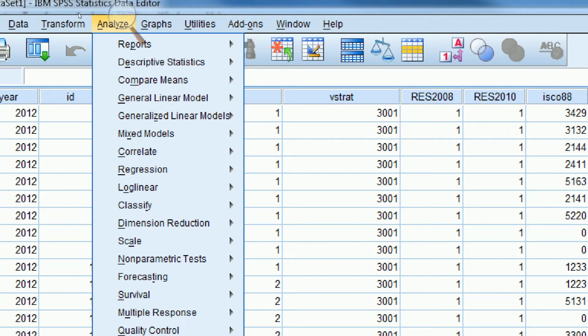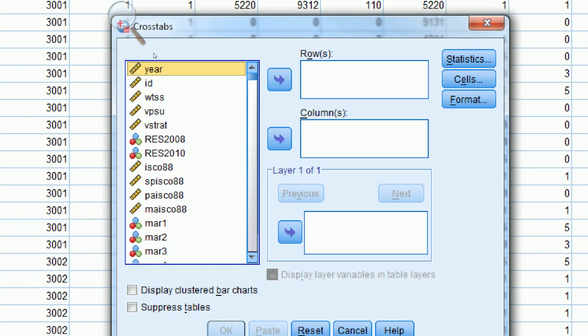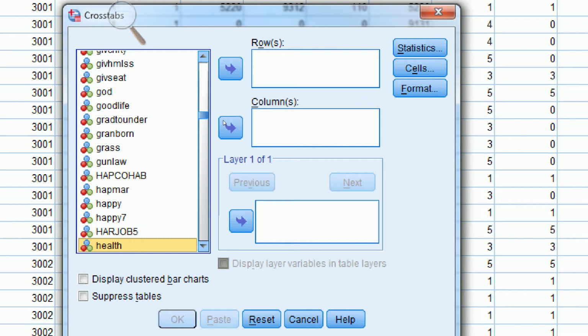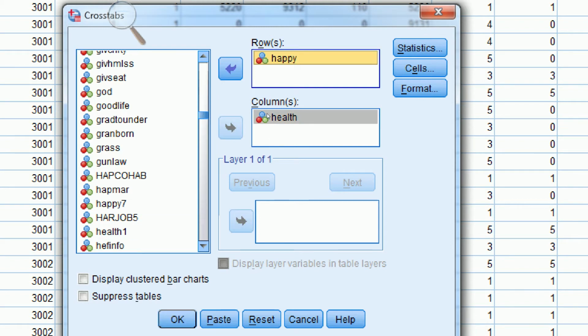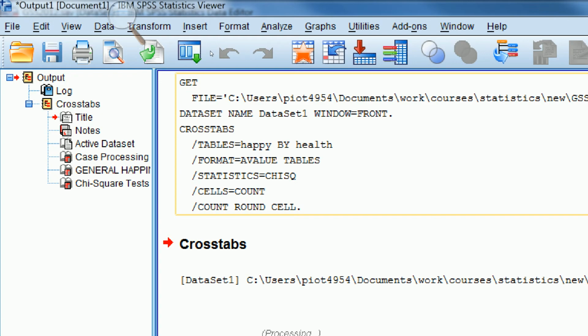So we go to Analyze, Descriptive Statistics, and then Crosstabs. And we're just going to type in our row and our column variable. Our column variable, or our independent variable in this case, let's make that health. So we're going to highlight that, move that over to where it says columns, and we're going to make happiness our dependent variable, or our row variable. Now if we click on Statistics, and we put a check mark next to chi-square, SPSS will calculate the chi-square statistic for us. So we're going to click Continue, and then OK.